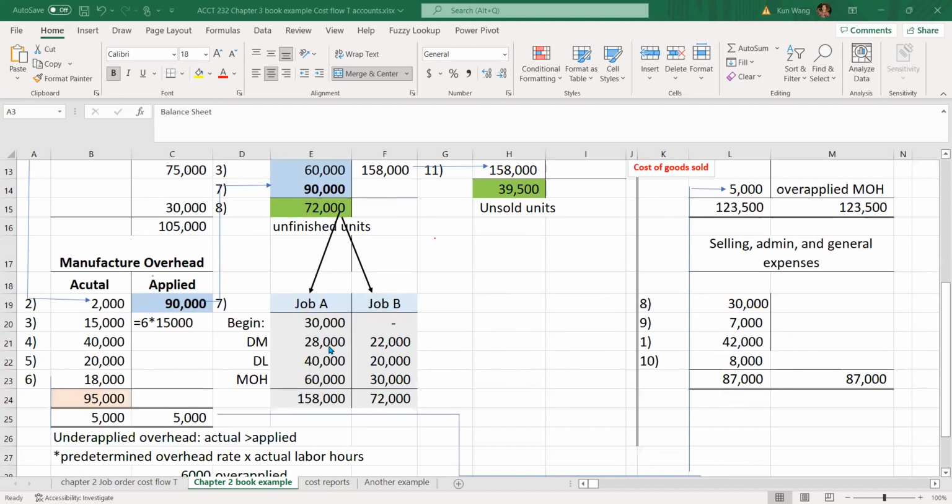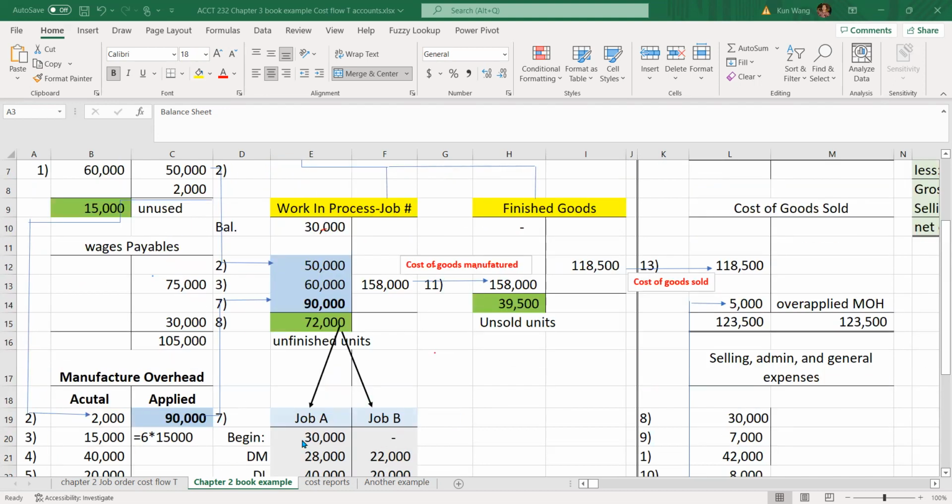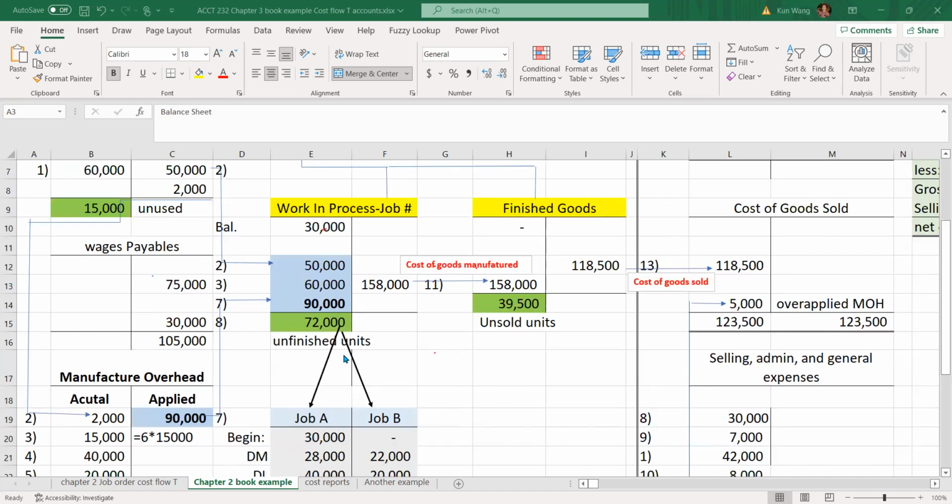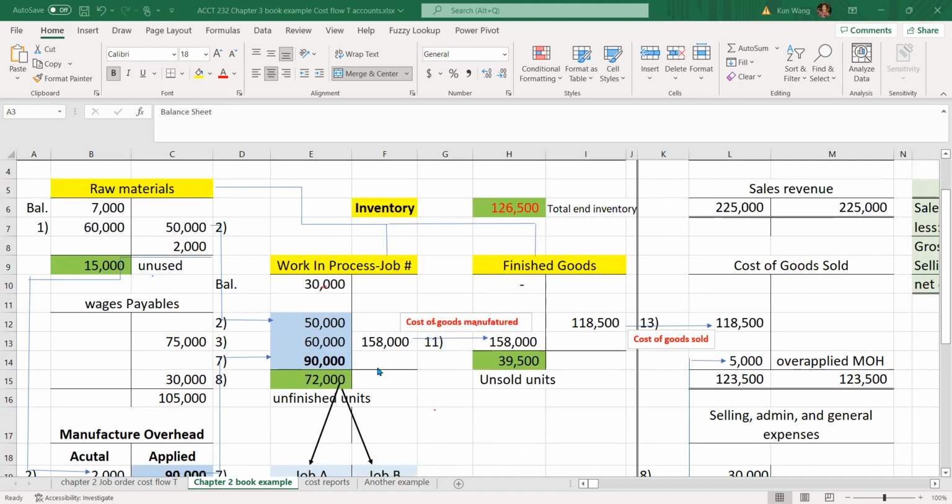And you can see the beginning balance of the working in process is for job A, because you started job A from the prior period. So we have a $30,000 working in process beginning balance. For job B, we started this month. There is no beginning balance, only new manufacturing cost. So that's the case. Okay, so we can see the sub-ledger account for the total manufacturing cost.